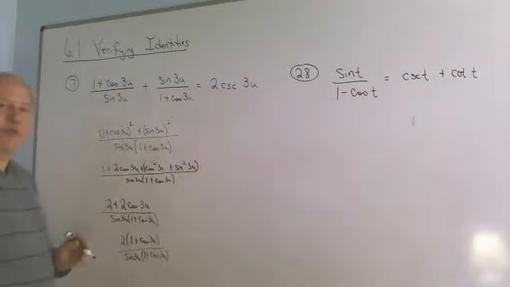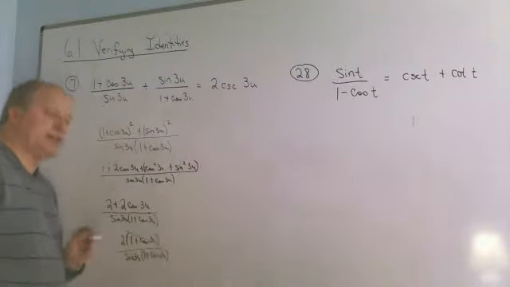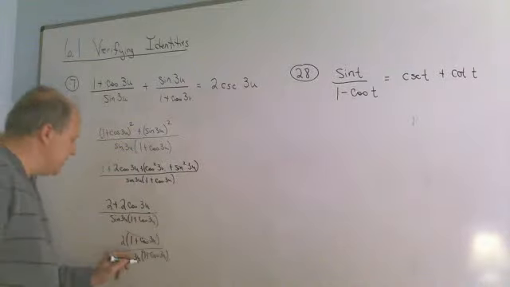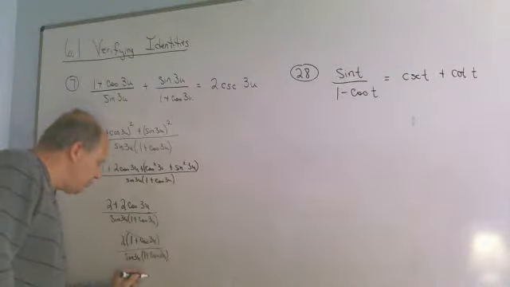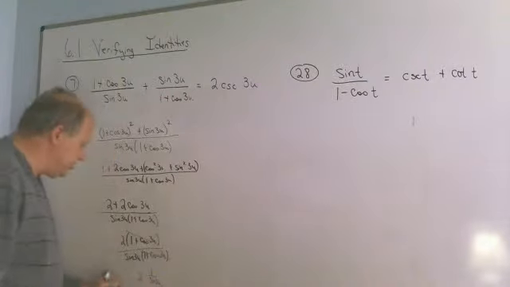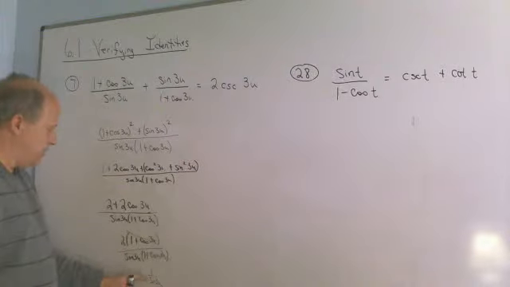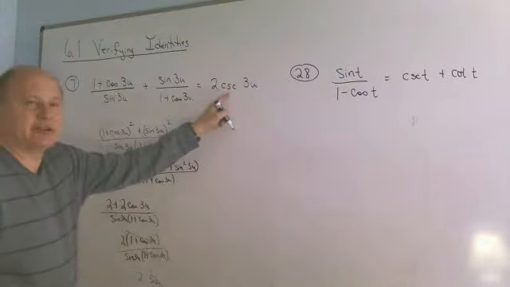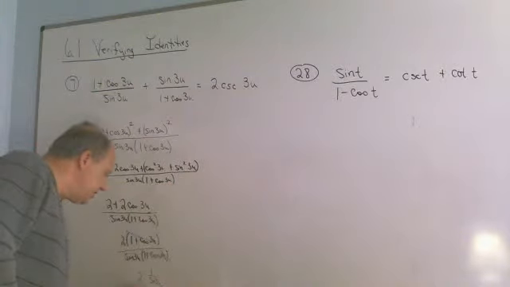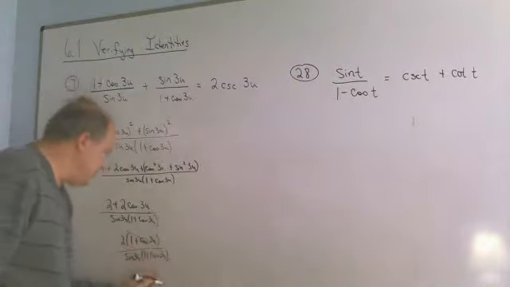But there's a factor of 1 plus cosine of 3u on top and bottom. They cancel out, leaving me with 2 divided by the sine of 3u. And that's the same thing as 2 times 1 over sine of 3u. The reason I write it that way is because I want you to notice that these are actually two separate things, and then 1 over sine is the same thing as the cosecant. So this becomes 2 times the cosecant of 3u, and that is the right-hand side.